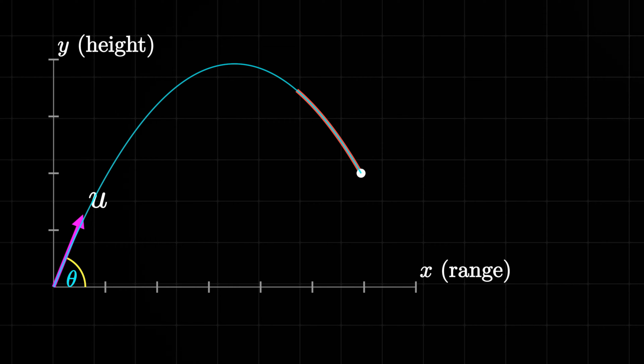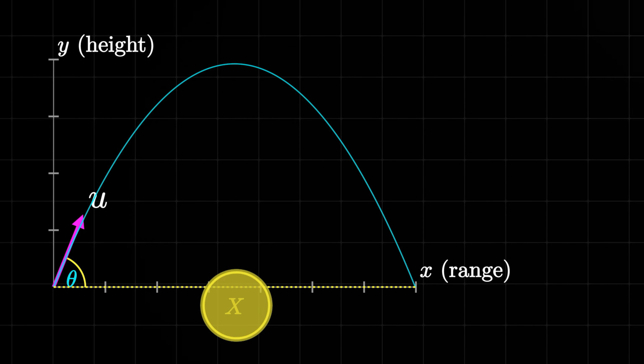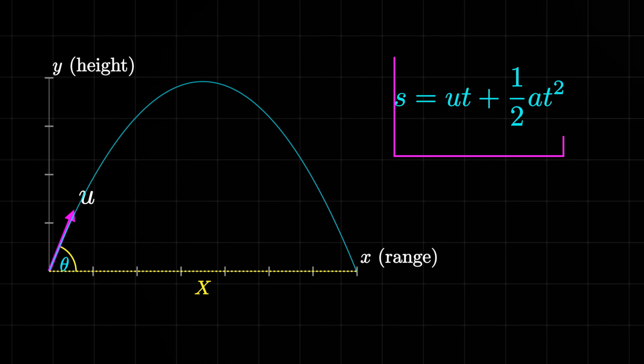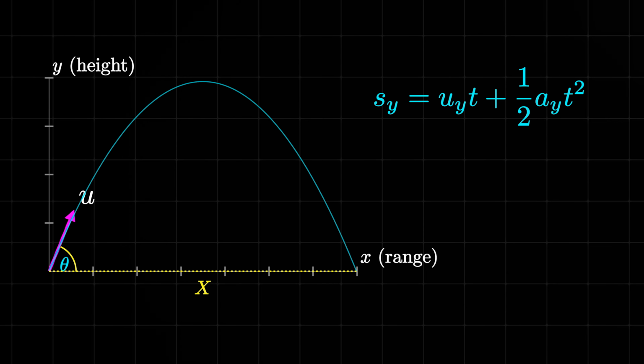Let's say it's emitted with speed u, angle theta, and covers a horizontal distance x. Now let's apply a kinematic equation on the motion. The equation I'm looking at is S equals ut plus 1/2 at square. I want to use this equation on the vertical axis, so we should modify our equation accordingly.